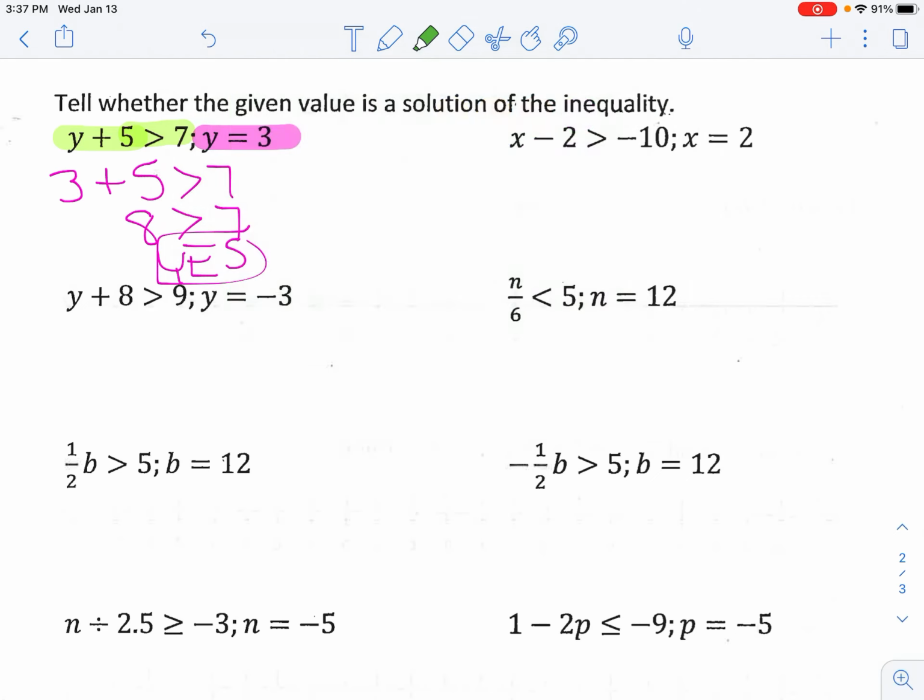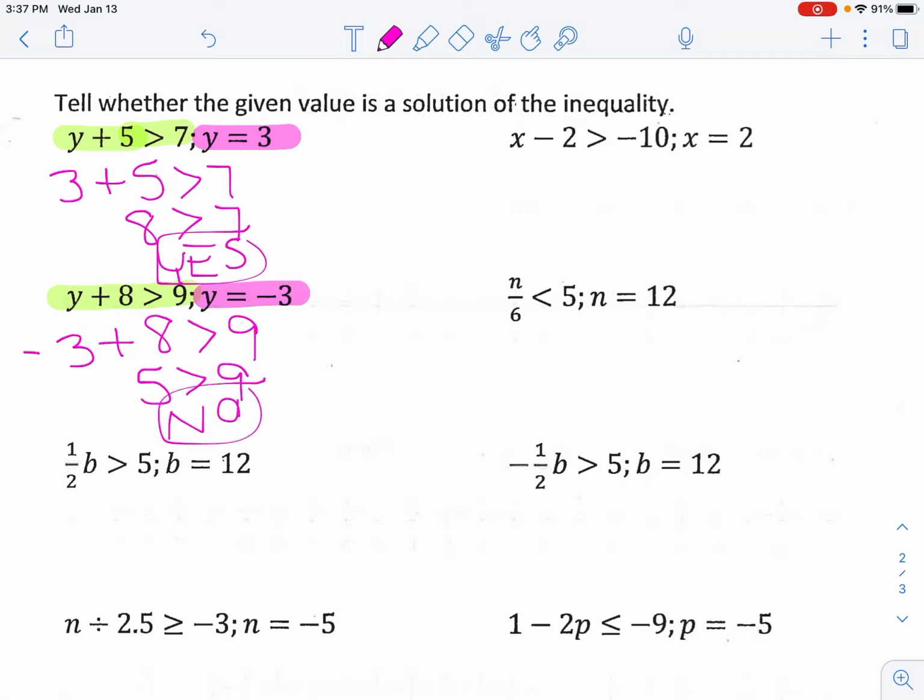All right, next one is y plus 8 greater than 9, if y equals -3. So first you have to show me that you're substituting for y. Is -3 plus 8 greater than 9? Well, -3 plus 8 is 5. Is 5 greater than 9?